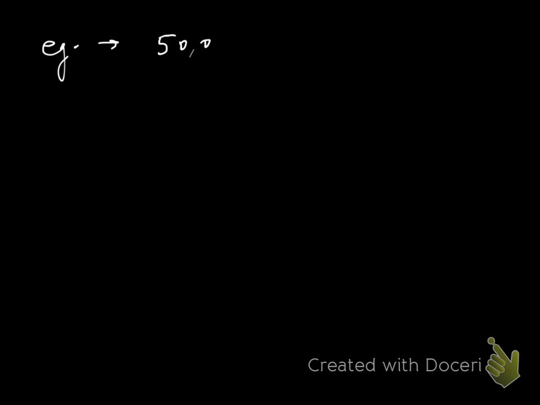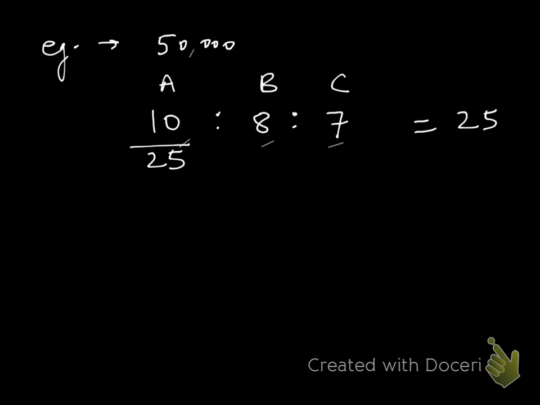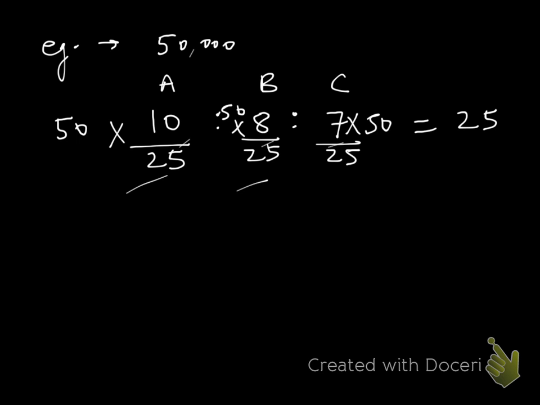Let's say the farmer had 3 children, A, B, C, to be given wealth of 50,000 in the ratio 10:8:7. Add them up: 10 plus 8 is 18, plus 7 is 25. So A's share is 10 by 25, B's is 8 by 25, and C's is 7 by 25 of the total. That's pretty much it.